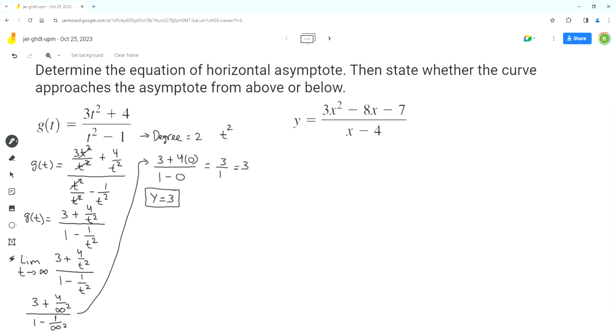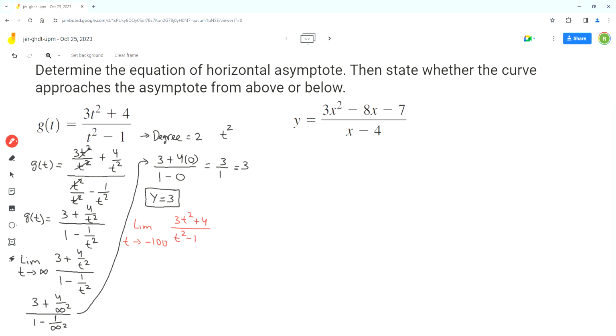Now we can evaluate the limits on the left side and the right side using a big negative number and a big positive number to find whether the curve approaches the asymptote from above or below. So we'll apply the limit. Let's start with the left side. So limit t approaches, we can use a big negative number like negative 100, and the given function is 3t squared plus 4 over t squared minus 1.